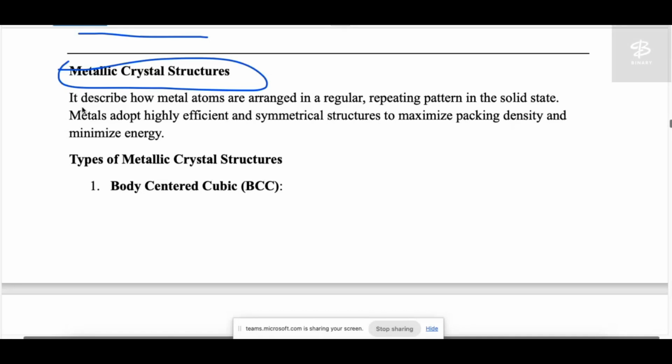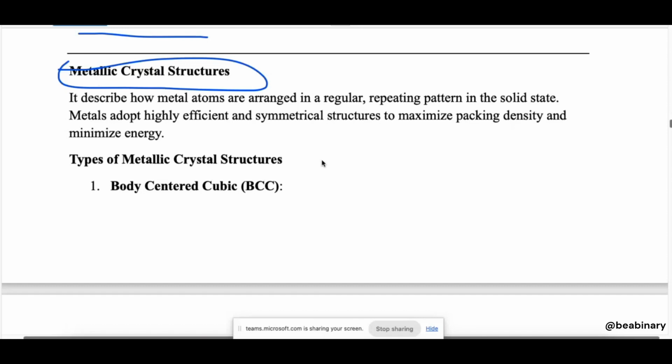Similarly, in any kind of structure, they would try to be in a minimum energy. So as I have discussed already, what is the crystal structure? Structure means whatever unit cell you have, they will repeat themselves in a regular fashion, and the kind of pattern they have adopted to make the bulk material is known as the metallic structure.